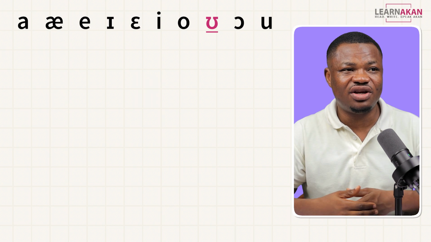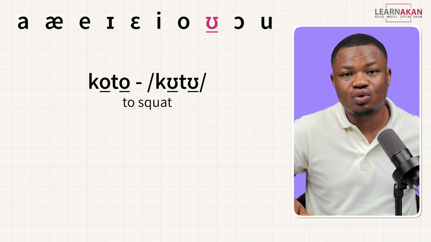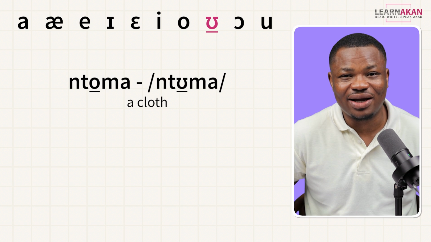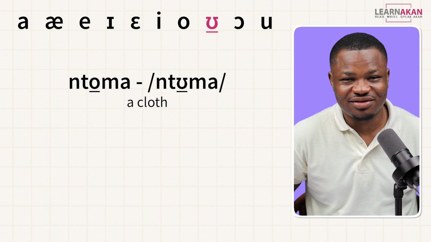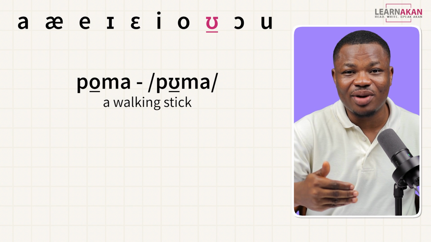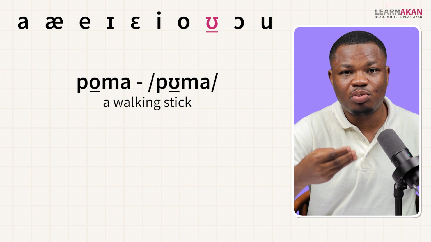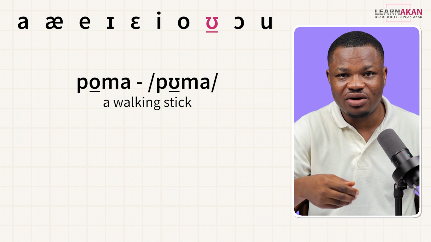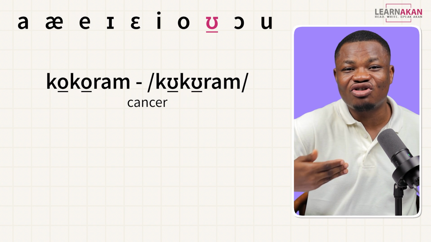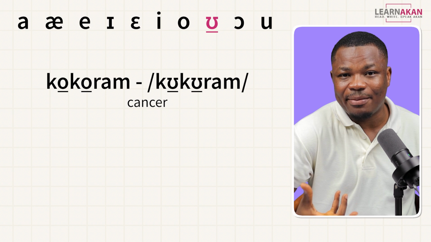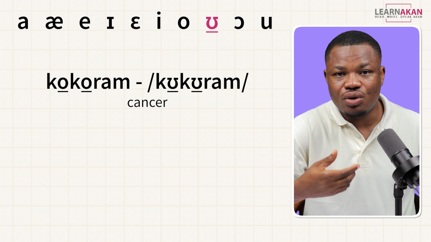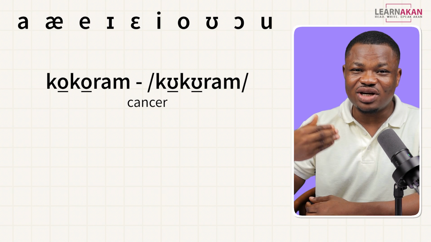Now, for word examples in Chi, we can have koto, and that is to squat. We have ntoma. So here the O in the middle, right? We have poma. So here po, the O there, right? We have poma, and that is the walking stick. We have kokra. So you hear the o, kokra. Let's go to the next vowel.